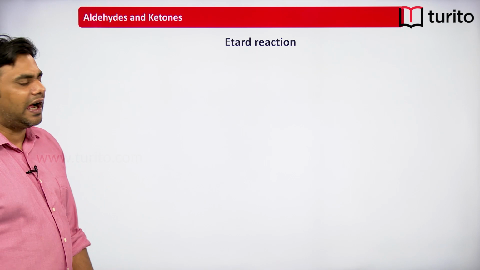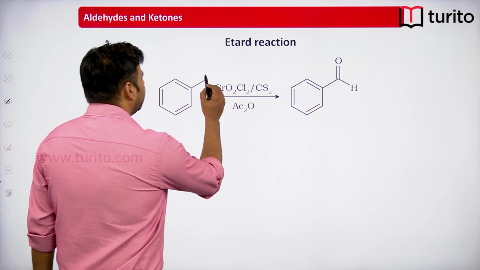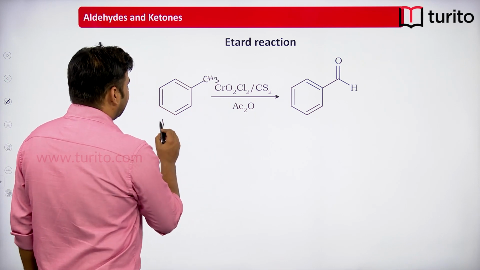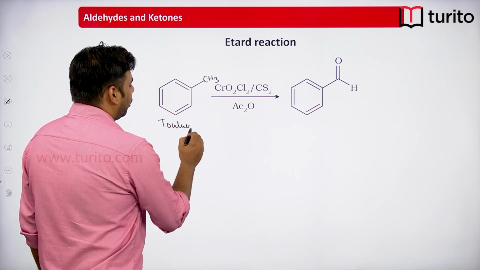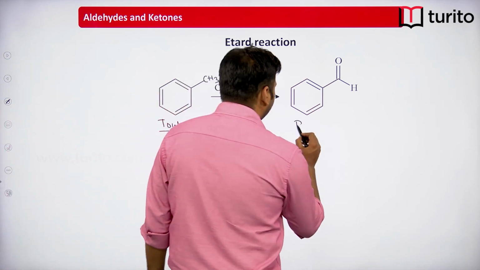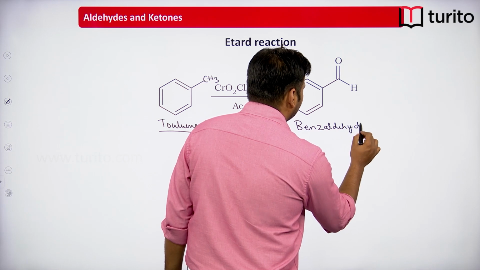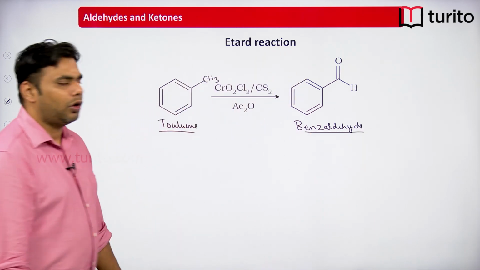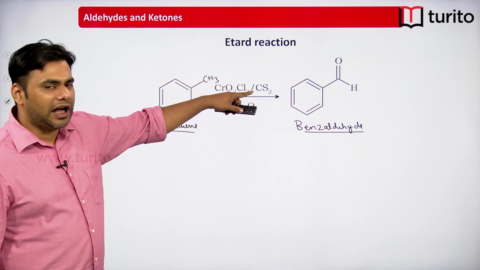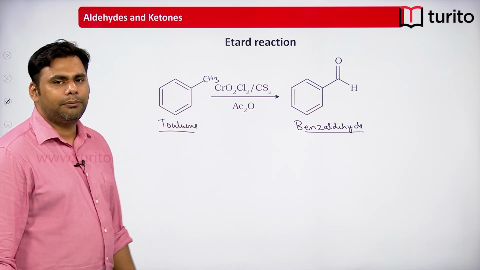Next reaction is the Étard reaction. In the Étard reaction, we generally say that toluene is directly converted into benzaldehyde. You react toluene with CrO2Cl2, which is chromyl chloride, along with carbon disulfide as the solvent. Just heat the mixture, and you will get benzaldehyde.